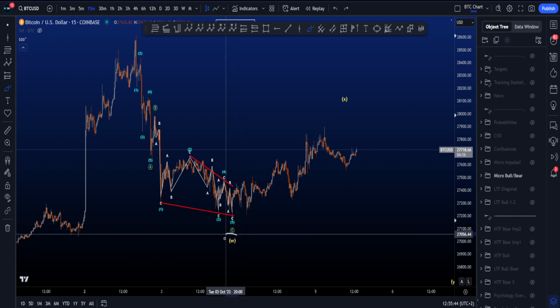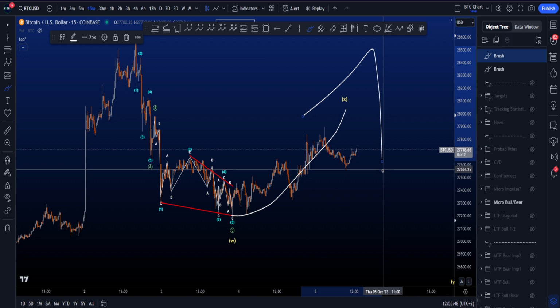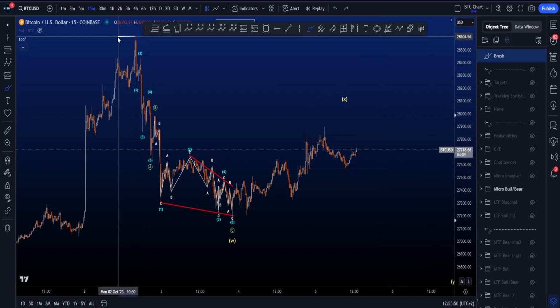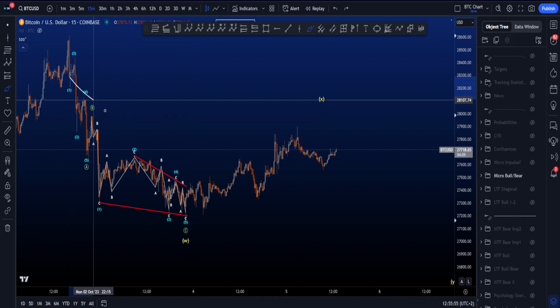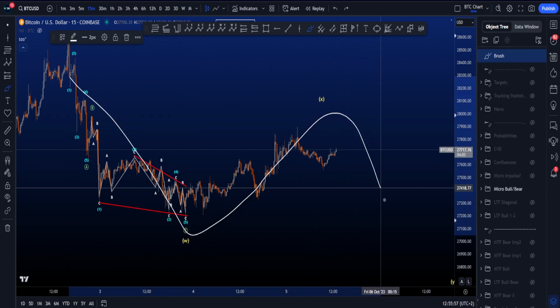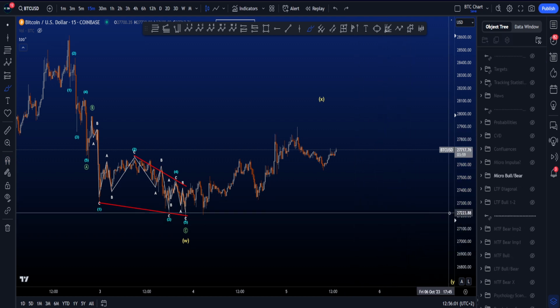And then the question is, is this the low or is this a wave W? Are we going up impulsively for a new local high, taking the high over here at 28.6K, or should we be looking for potentially another WXY with possibly another Y to the downside and maybe even again a double zigzag, right?